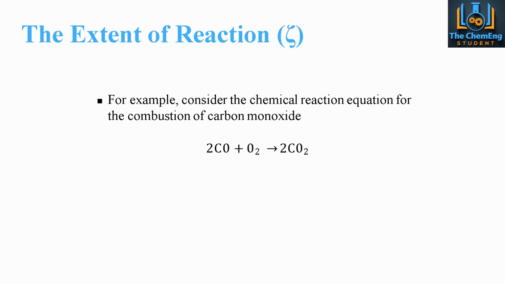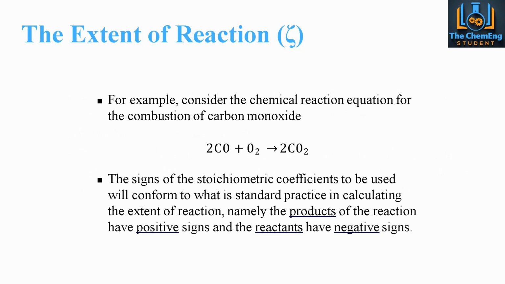Now for example here, if we consider the chemical equation for the combustion of carbon monoxide, then the signs of the stoichiometric coefficients to be used will conform to the standard practice in calculating the extent of the reaction. Namely, the products have a positive sign and the reactants have a negative. That features all throughout mass and energy balances in chemical engineering, and also equates to a lot of the other equations that we see. When we talk about the reactant, we tend to associate that with a negative, and when we talk about the product, we tend to associate that with a positive.